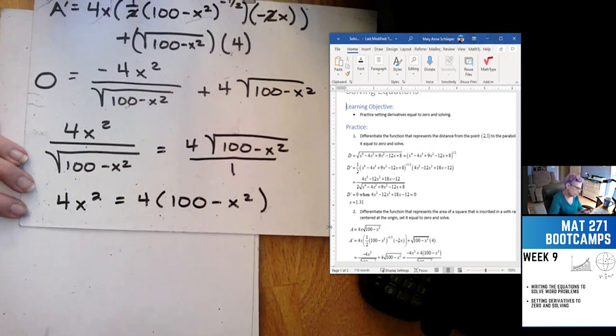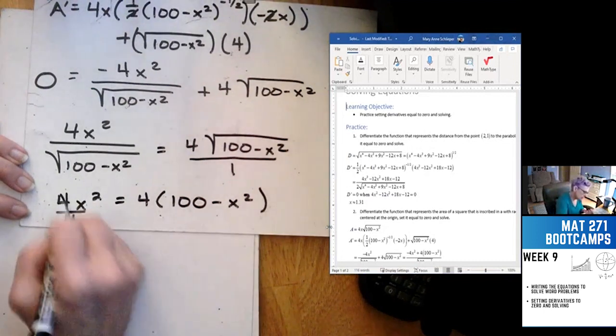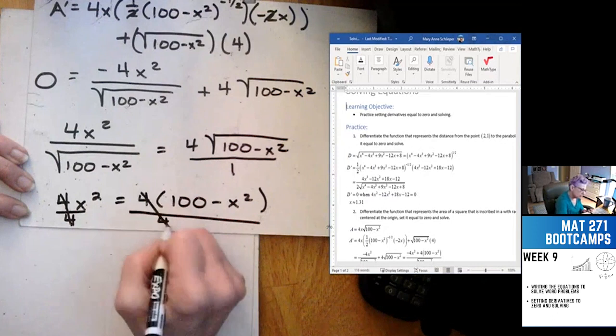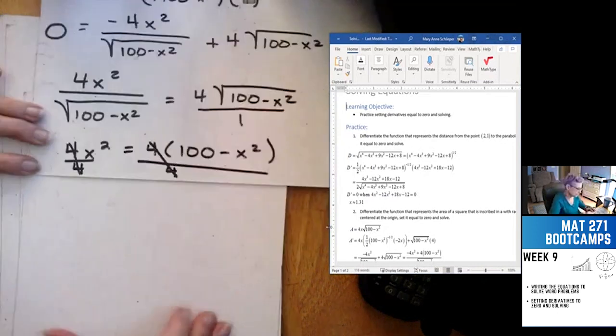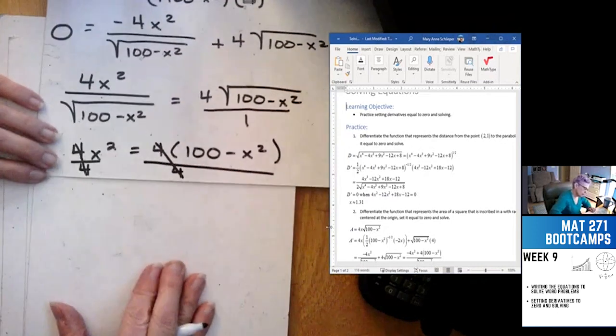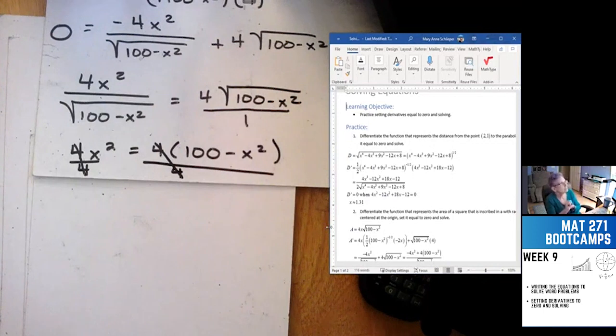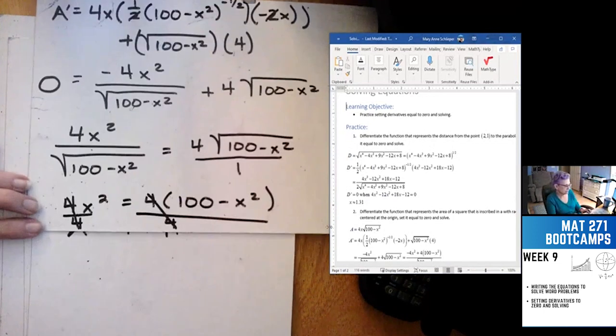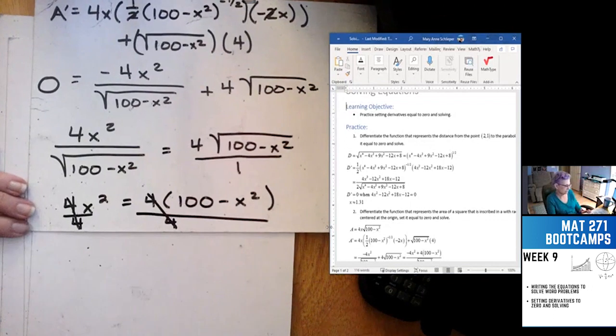Well, both sides have a 4, so divide by 4. Divide both sides by 4. I have a question. Yes. The equal sign cross multiply, I don't remember that. Do you not get rid of the both 100 minus x squared?